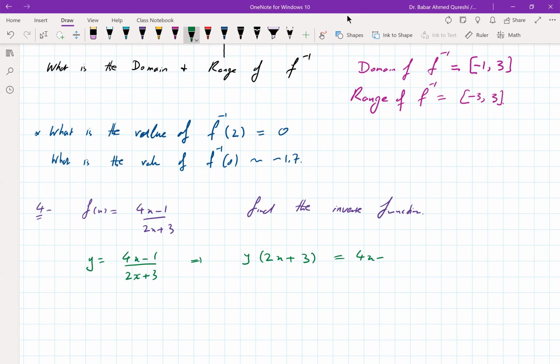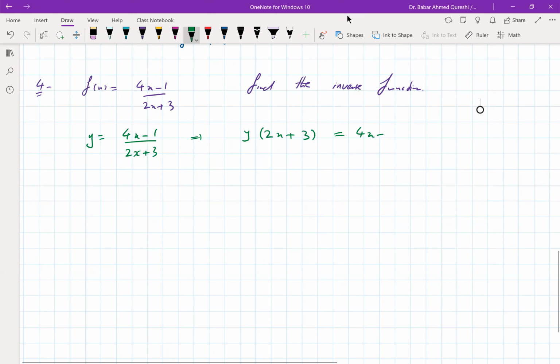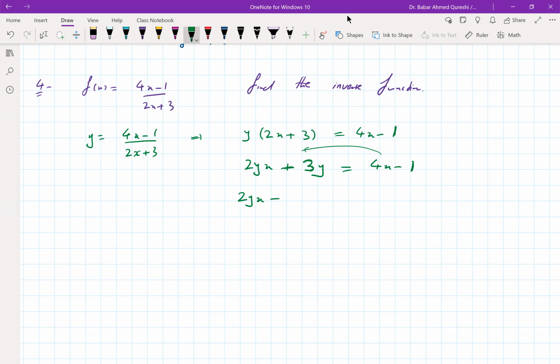So I can do this in this case. And now what I can do, so this is a y. I can bring it here and solve for, I want to separate the x's. So I can combine the x's on one side.